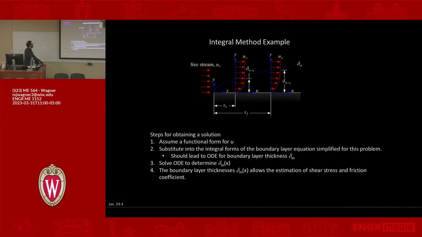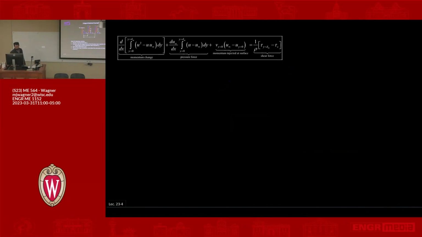Okay, yeah, no problem. So what we're going to do is go through assuming a form of u, and actually see how this executes out. So here's the integral form again. Sorry, it's very small, hard to see, but that's the integral form. And we're going to start by assuming a functional form.